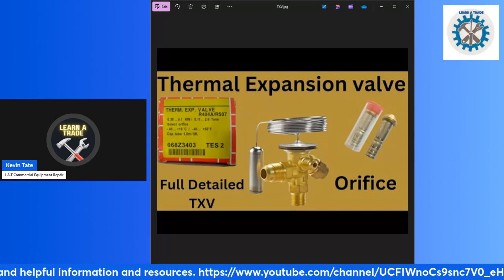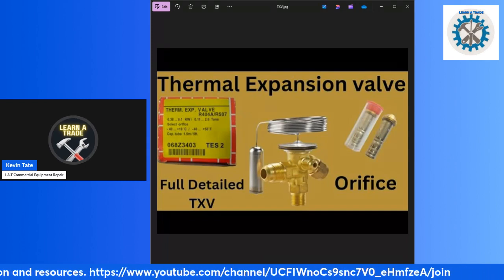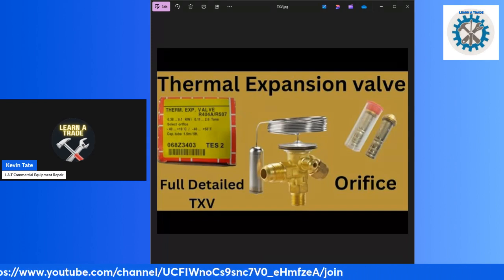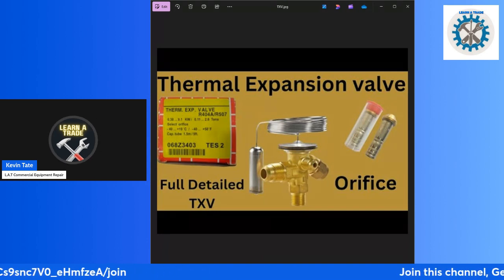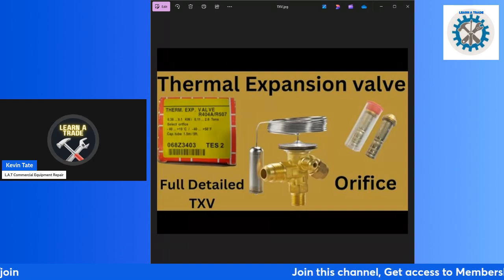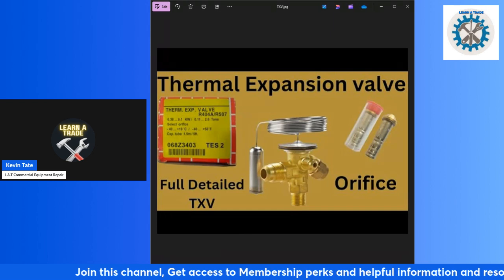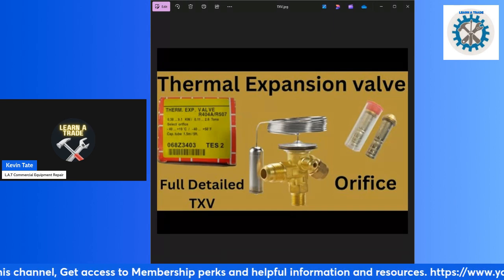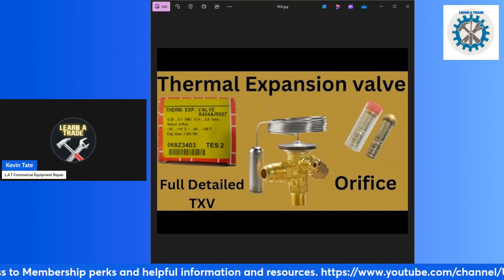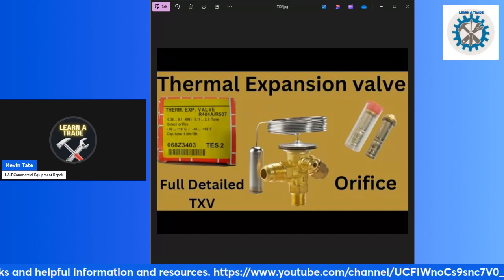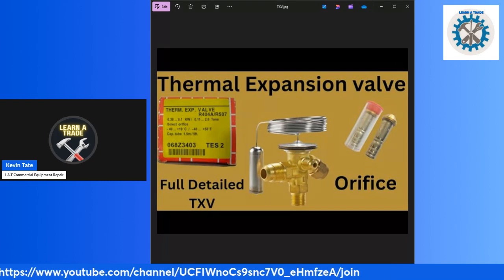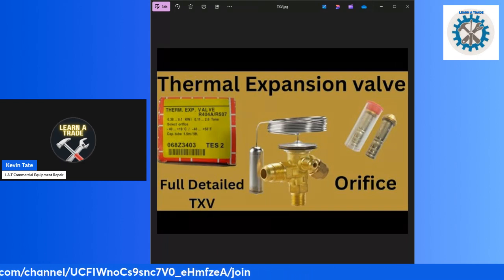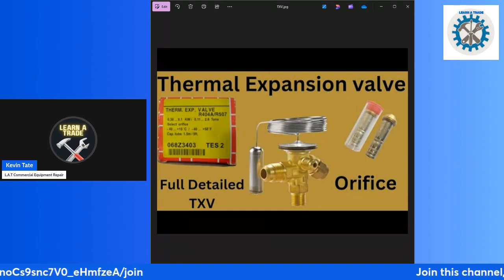The name of today's broadcast is How to Select a TXV for a Particular Application. For those of you who may not be aware, TXV is short for Thermal Expansion Valve. In order to make an accurate TXV selection, it's necessary to match the flow rate in tons of the TXV to the tonnage rating of the evaporator coil.